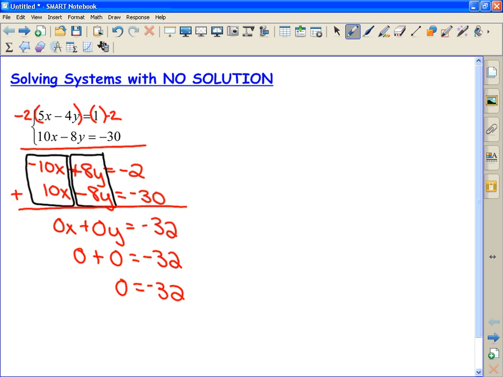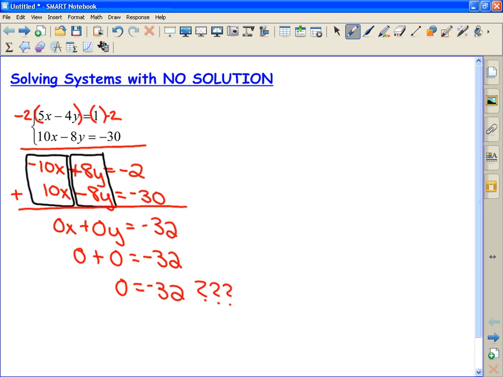And you're probably thinking to yourself, what the heck? Miss Ring, I think you made a mistake because that doesn't make any sense right there. Well, I didn't make any mistakes. This is what happens when we have a system with no solution. When we actually solve it, we get this crazy answer that doesn't make any sense. So this is an example of a system with no solution.